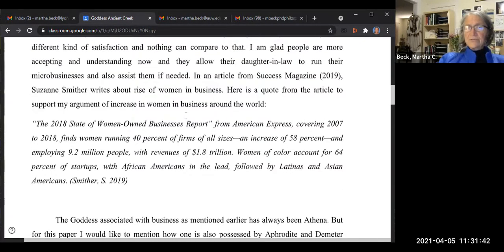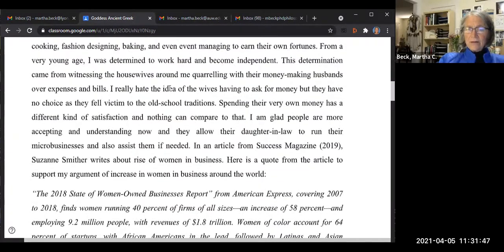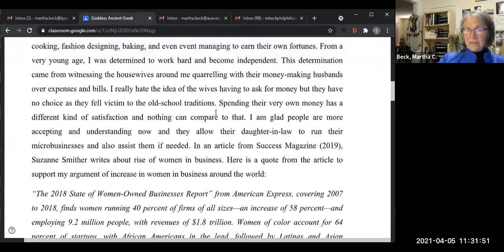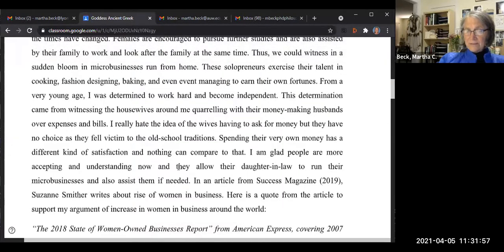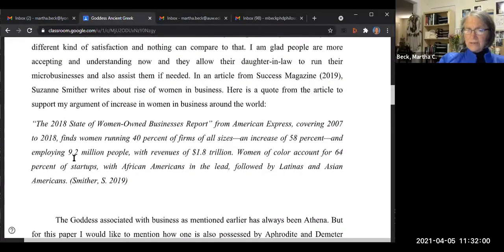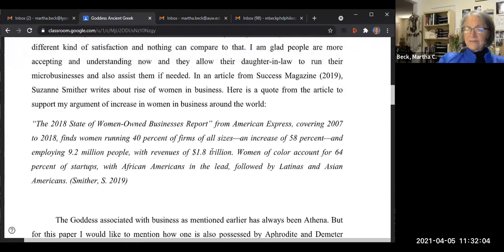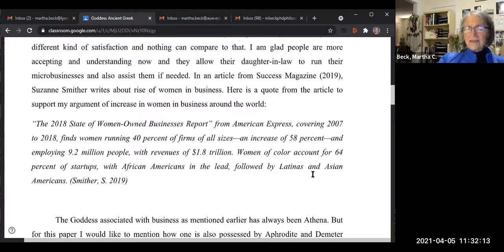All right, so here's a quote, and I don't think this fits very well into her paper, okay? Because what she's talking about are these micro businesses and not having to depend on their husbands. But the quote says women run 40% of firms of all sizes. Okay, women of color account for 64%, African-Americans, Latinas, and Asians.